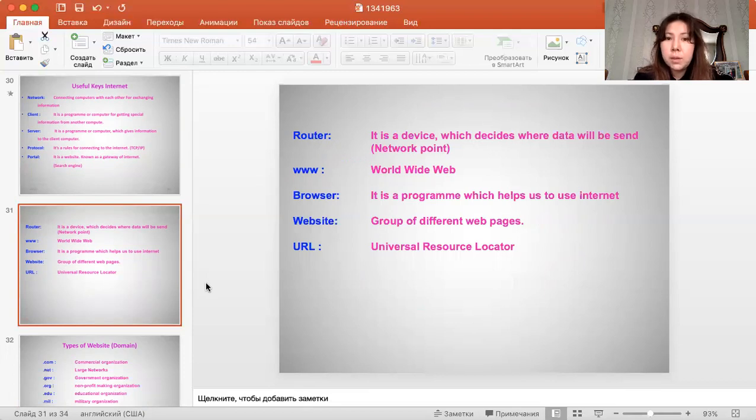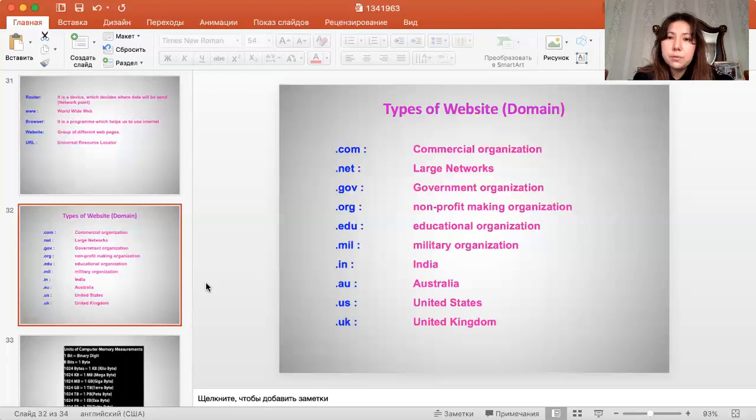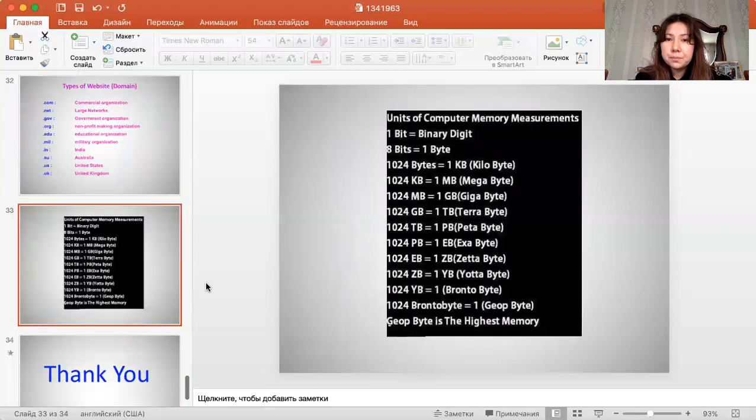The World Wide Web. Browser is a program which helps users to use the internet. Websites are a group of different web pages. URL is the Uniform Resource Locator. Types of websites by domain: com is commercial organization, net is large network, gov is government organization, org is non-profit organization, edu is educational organization, mil is military organization; in for India, au for Australia, us for United States, uk for United Kingdom.